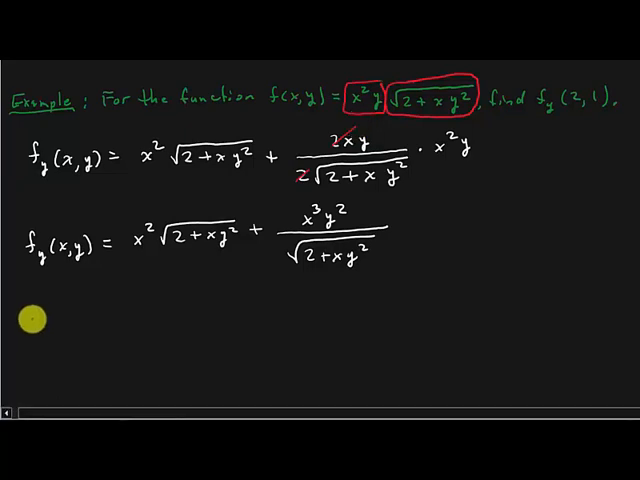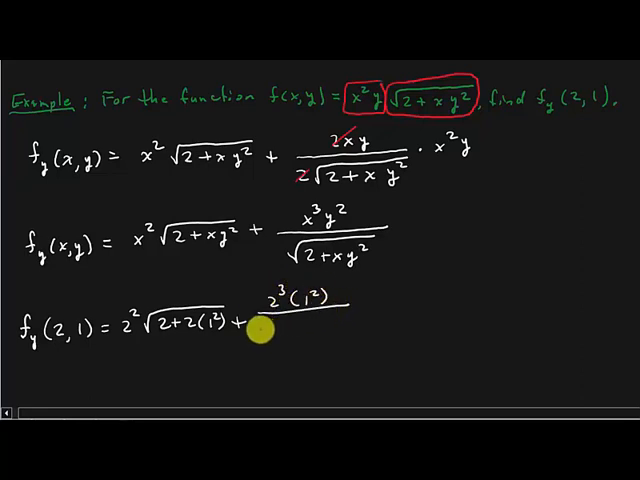All right, and so now we have the partial with respect to y evaluated at 2, 1. That's going to be 2 squared times the square root of 2 plus 2 times 1 squared, plus that's going to be 2 cubed times 1 squared over the square root of 2 plus 2 times 1 squared. And I don't think I made a stupid mistake anywhere, but that answer should be 12.